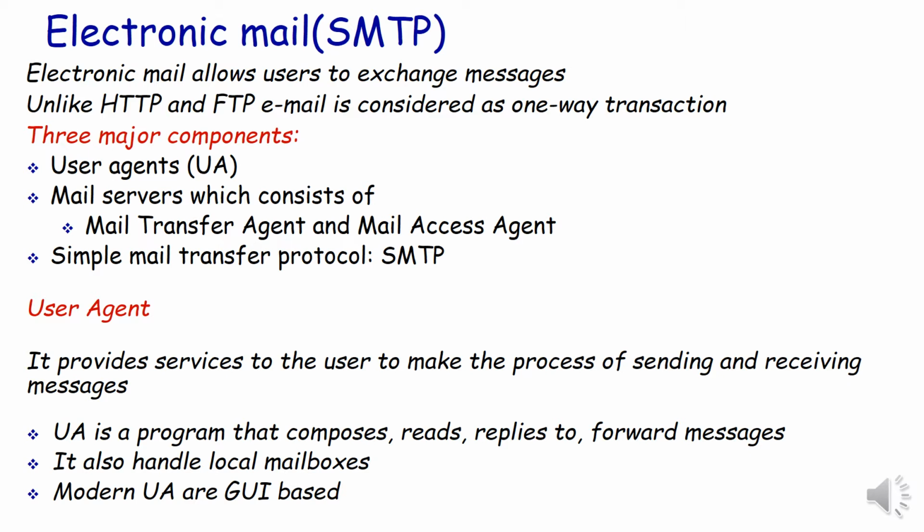In case of electronic mail, the situation is different. First, the email is considered as a one-way transaction. There are three major components for the entire email architecture. One is user agent, another is mail server, and mail server consists of two different components, mail transfer agent and mail access agent. Then the third component is the protocol used in email, that is SMTP.